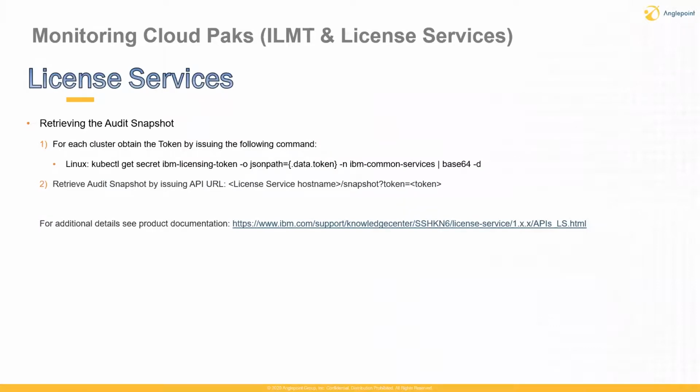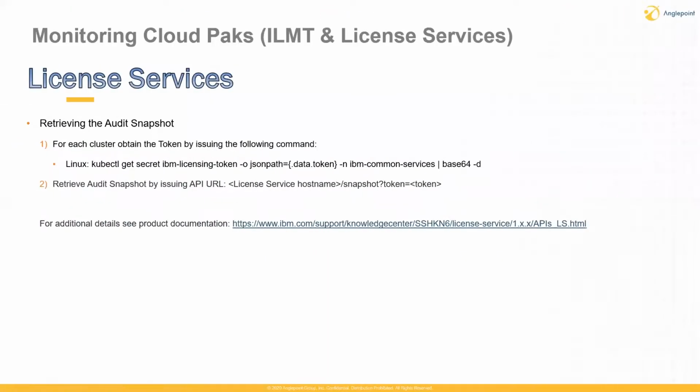Switching over to license services, if you are deploying these same products within a containerized environment, you must be running the license service that is embedded within your environment. And through the use of an API, you can retrieve the audit snapshot, which gives you a daily breakdown of how much each of those products are being used in the VPC or MVS metrics.